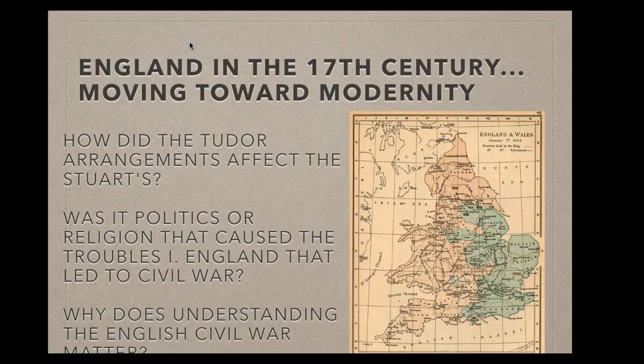Was it politics or religion that caused the troubles in England that led to civil war? So we're going to see that, again, this confluence, or this overlapping of religion and politics, is going to, in fact, cause intestinal troubles yet again. So there should be a fairly familiar pattern to everybody at this point. And then lastly, an interesting question, I think, is why does understanding the Civil War matter all that much? And I think that there are some lessons for us to be learned from how things played out in England and what happened. So we're going to move on.